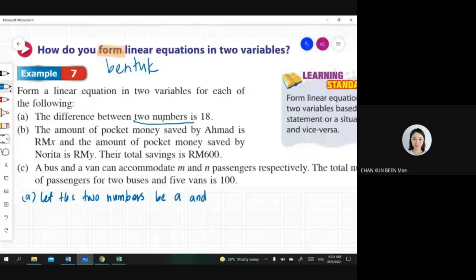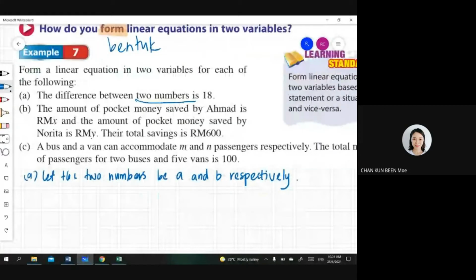A and b respectively, because you are mentioning two variables over here. Do you know the meaning of respectively? Apa dalam bahasa Melayu? Masing-masing. Okay. Let the two numbers be A and B respectively. So then we can form it already because the two numbers are A and B. So the difference means we need to minus. From this word. So A minus B equal to 18. That's the answer. Easy, right?